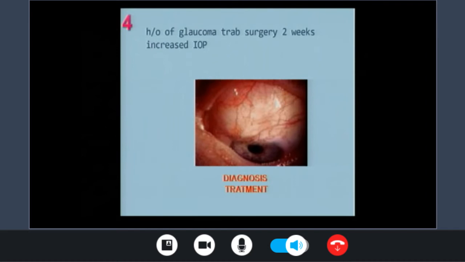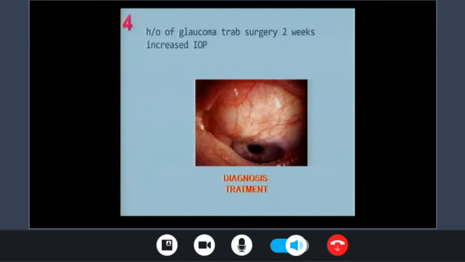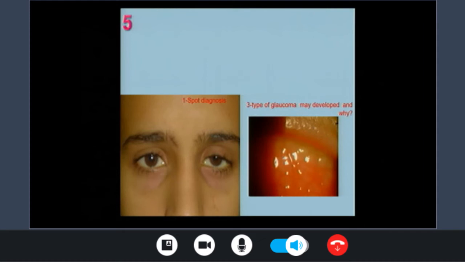Last question. The answer is one word. What happened 2 weeks after trab? High IOP. From the picture, the diagnosis and treatment. Number 1, spot diagnosis. This question has 3 parts. Do you see what the spot diagnosis is here? Of course, don't think of glaucoma, think of something else. Spot diagnosis.